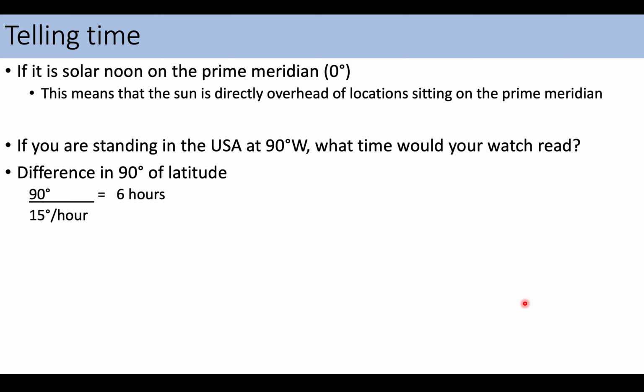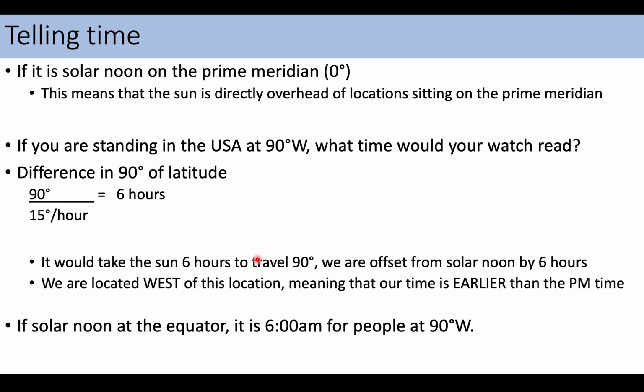Let's think about that. The difference in longitude is 90 degrees. The prime meridian is at 0, and in this example, we're standing at 90 degrees west. So the difference in time would be based on that 90 degrees, and we know that the sun moves across the sky covering 15 degrees per hour. So 90 divided by 15 degrees per hour means 6 hours. Standing in the US, you're offset by 6 hours from the prime meridian. It's going to take 6 hours for the sun to travel 90 degrees. We are offset in this location by 6 hours from noon.